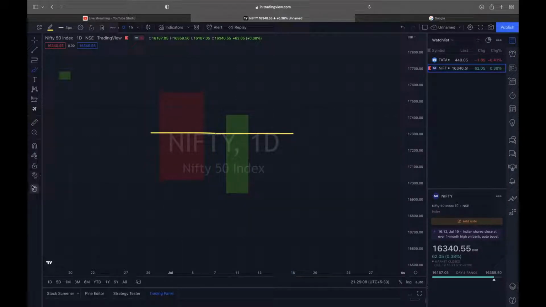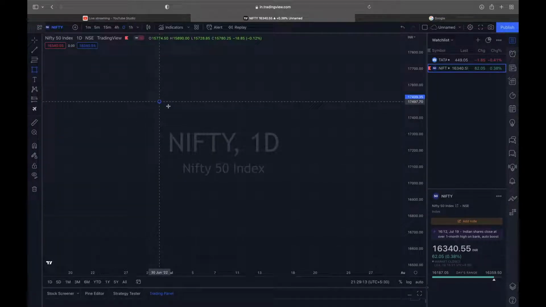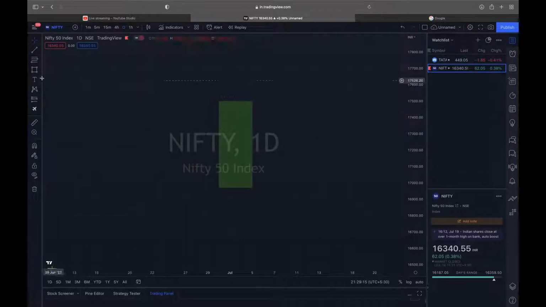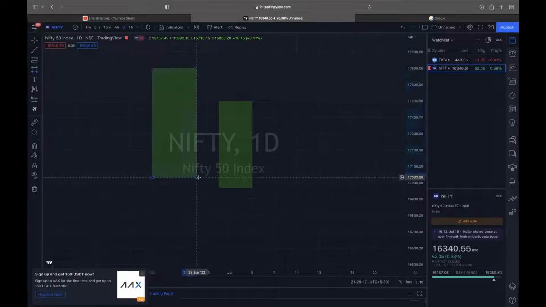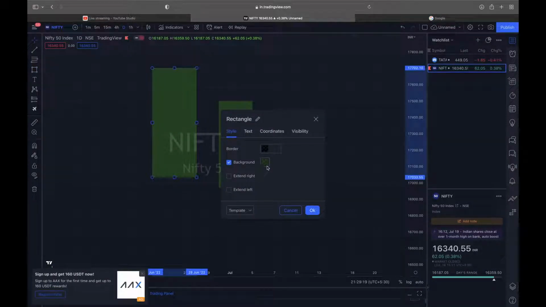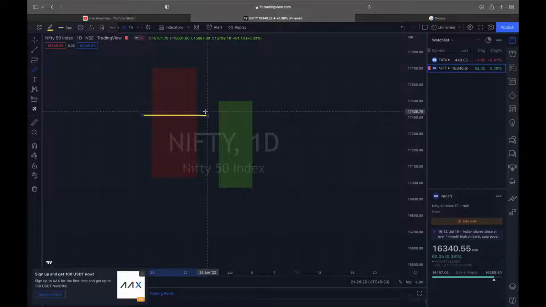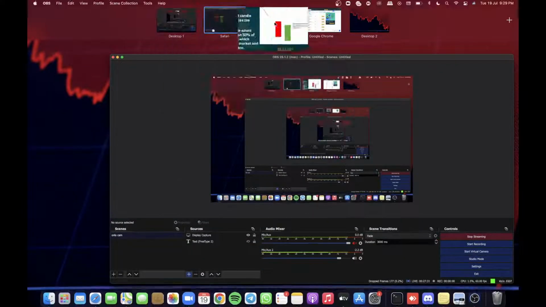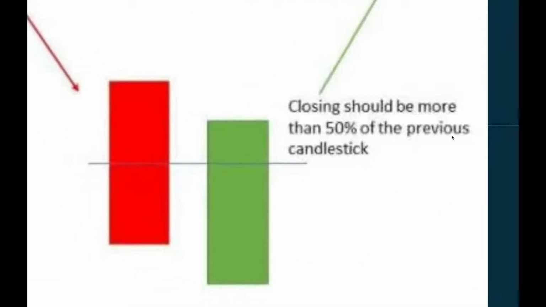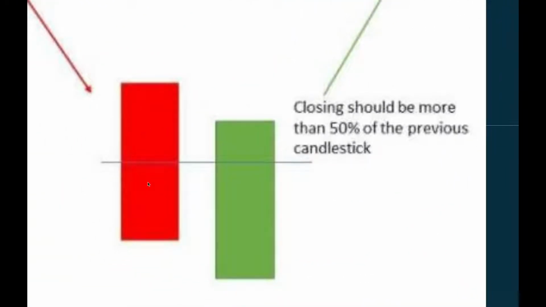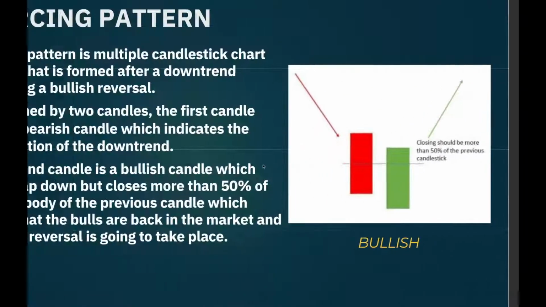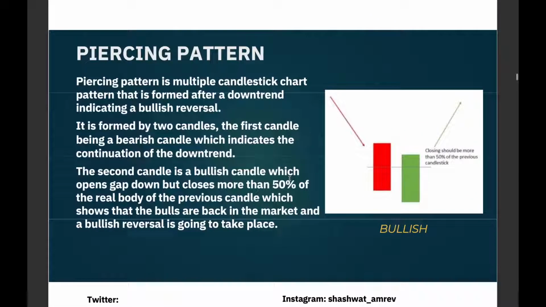Again, I'll explain the very simple concept of this piercing pattern. There's a green candle, there's a red candle. Divide the red candle by 2, and the 50% comes. This green candle will be above the 50% of this red candle. Closing should be more than 50% of the previous candle, and that is known as a piercing pattern.